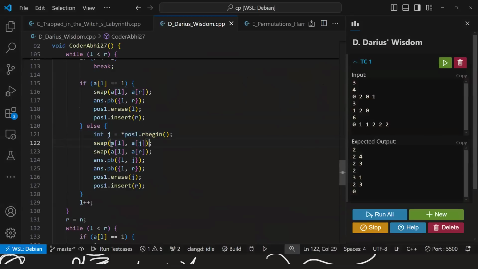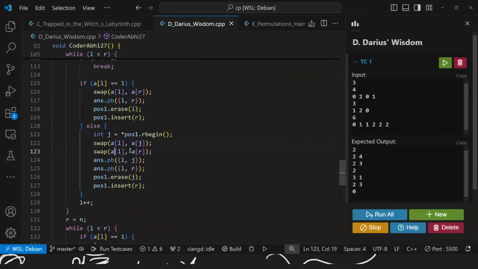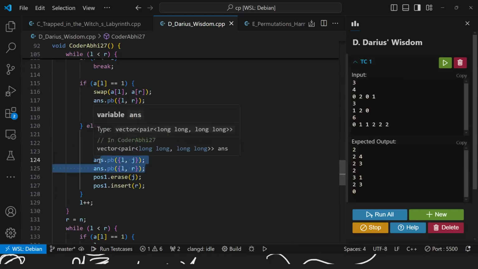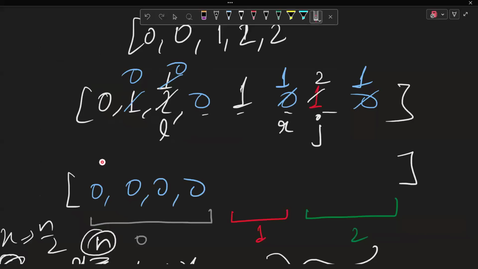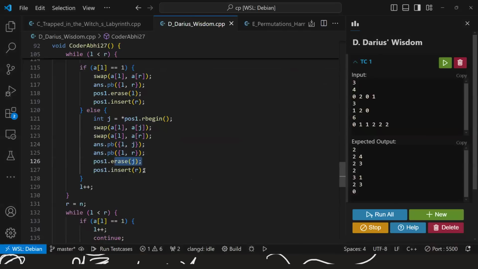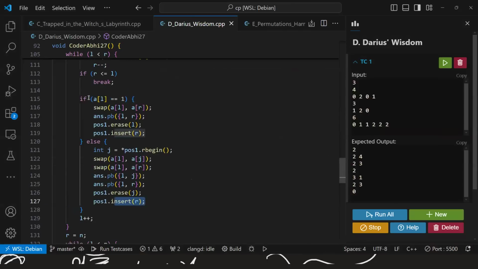First L and J are swapped, and then L and R are swapped, so swap AL and AR. In the answer also I push back LJ and LR. The operations that I'm performing, I'm storing them in my answer vector. And if you look at the position of 1 after this swapping, 1 was at J, now 1 is at R. So I erase J and I insert R. I hope this is clear.